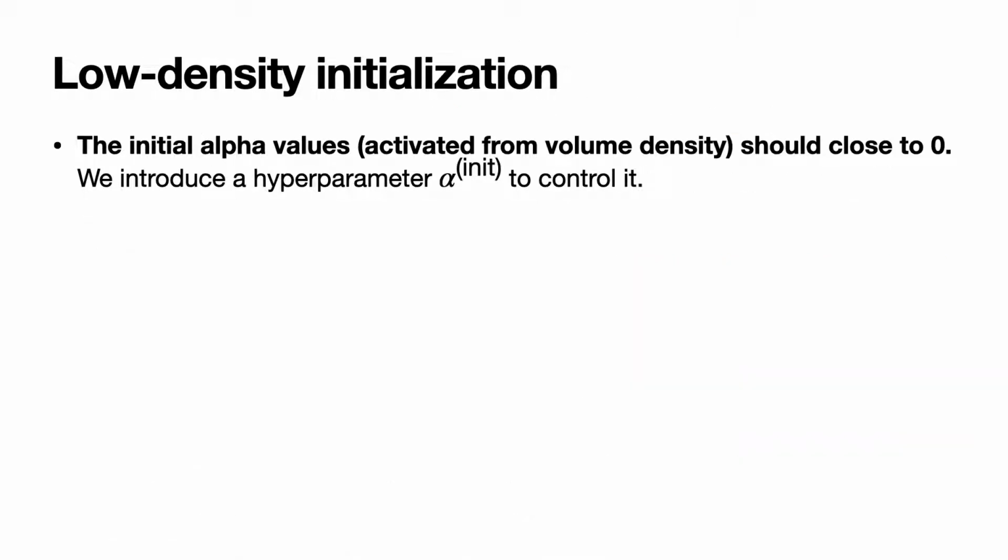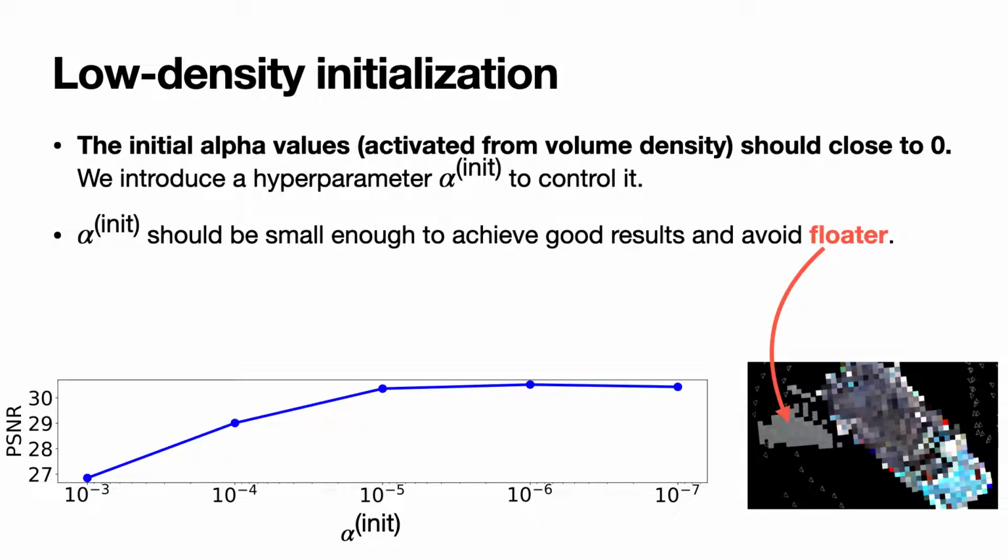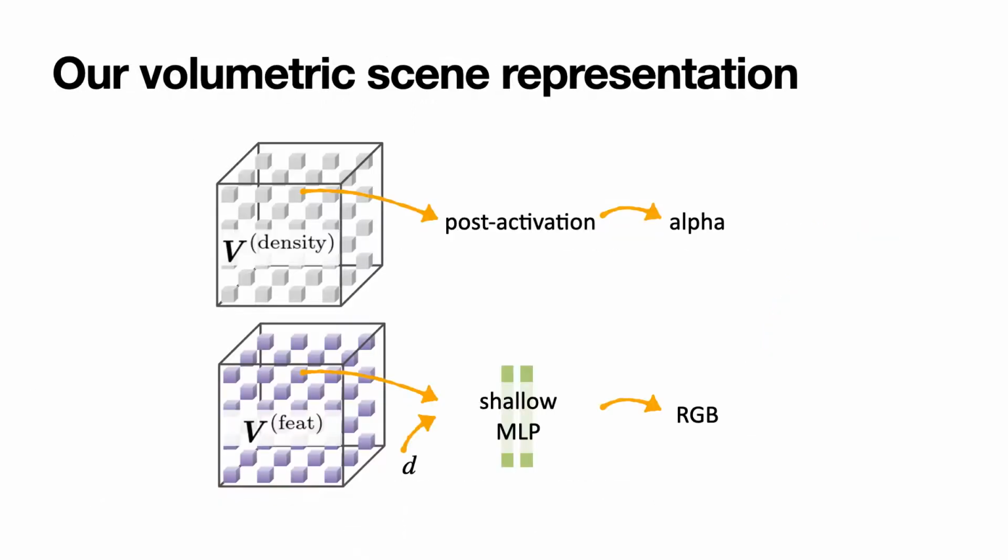The second key is the low density initialization, which is to initialize the density grid so that the initial alpha values are close to zero everywhere in the space. And we use a hyperparameter alpha init to control it. We show that the alpha init should be small enough to achieve good results and to avoid floater artifacts.